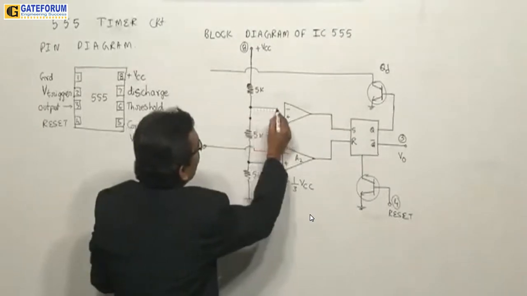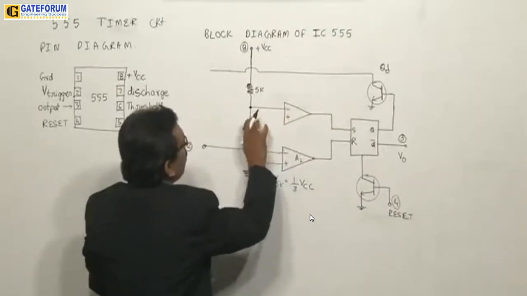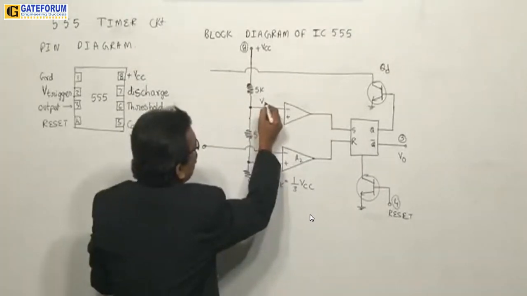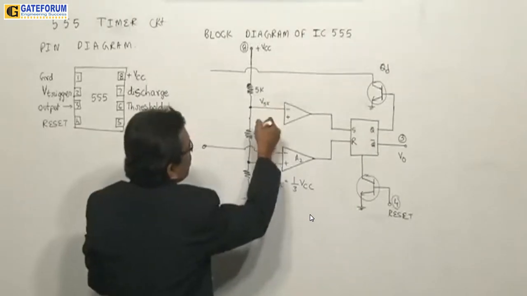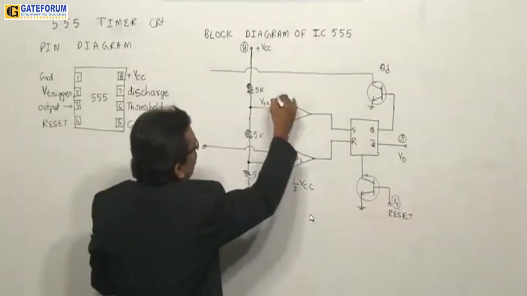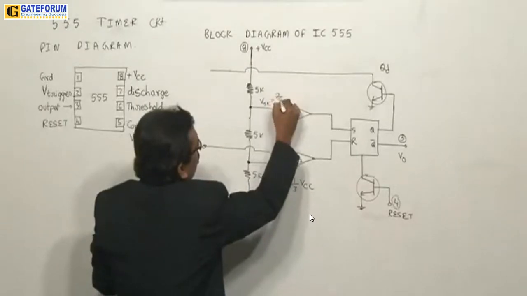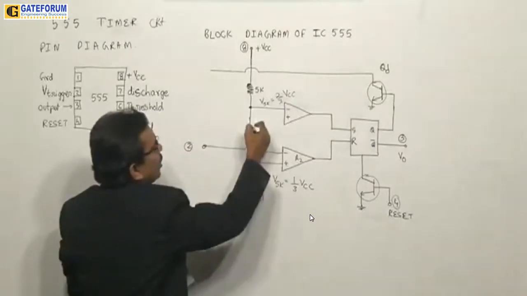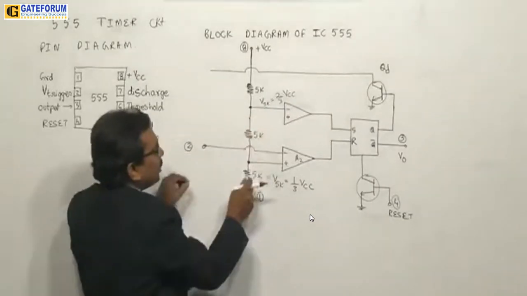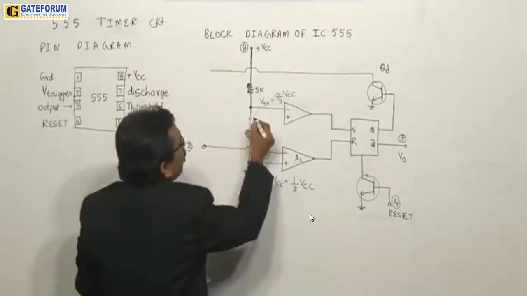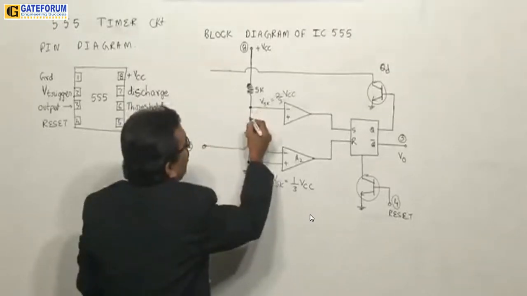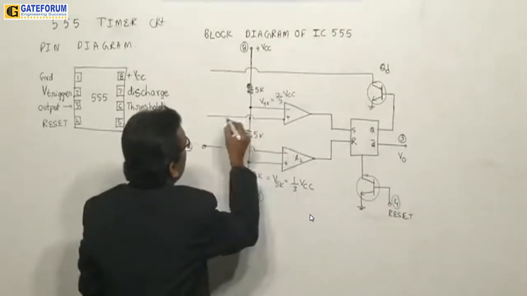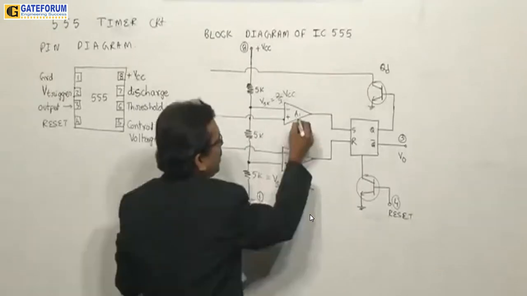Now carefully observe everybody, I am fixing this point to this. So I will get here, the voltage across this resistor will be equal to the voltage across the second 5K, which will be 2/3 VCC, the voltage at this point. So the plus terminal you have given an extended terminal up to this point.